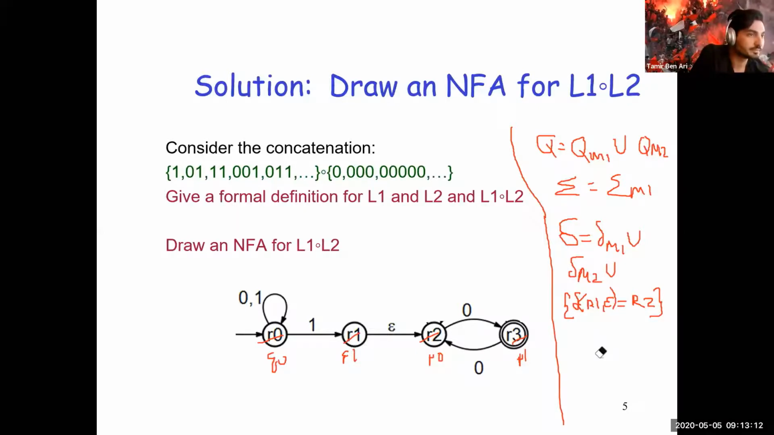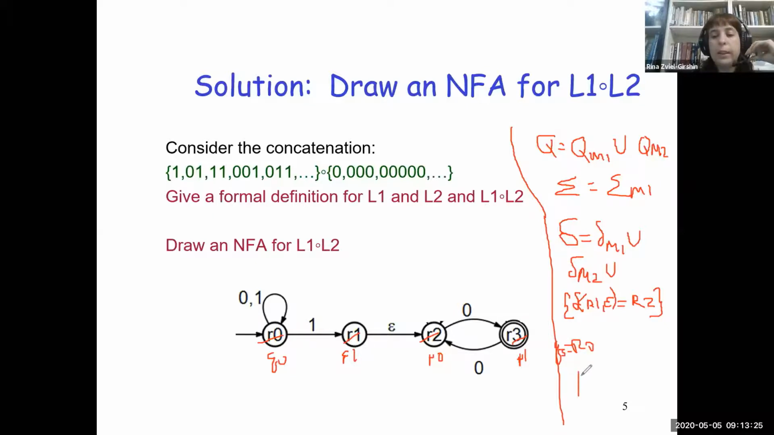The initial state is R0, so Q start, QS equals R0. And the set F has only one state, R3, which is a final state of the second machine. So if someone writes that F equals F of M2, it is also a correct definition. Okay, now all the questions.